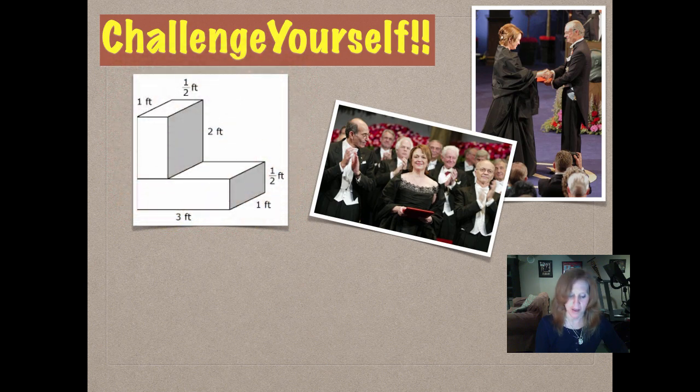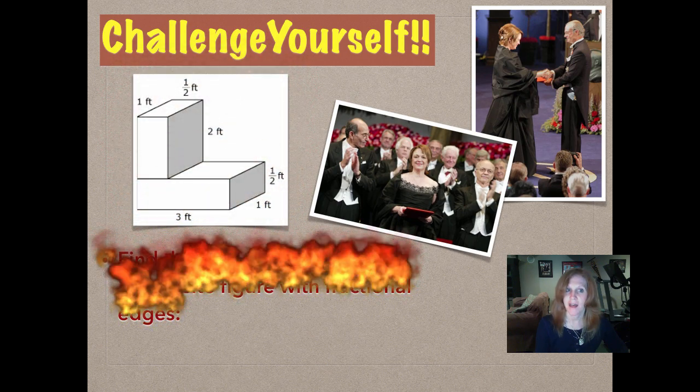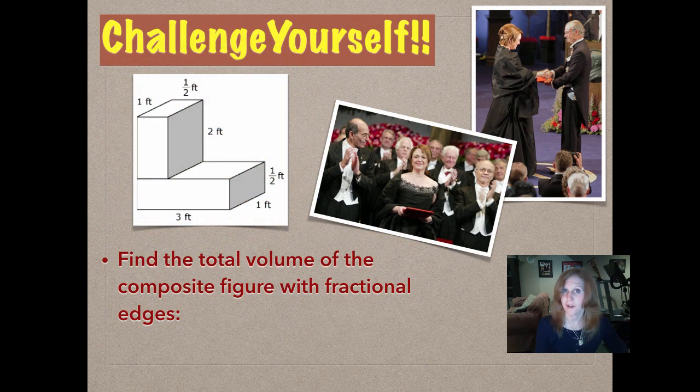You're going to find the total volume of the composite figures that have fractional edges. So you can see those fractions there. You're going to be multiplying fractions by whole numbers and whole numbers by fractions, but you can go back and watch that lesson if you've forgotten how to do that, or you can just do your best and then watch and I'll show you how to figure it out. Go ahead and pause it, work it out in your journal, and then push play when you think you have the total volume.